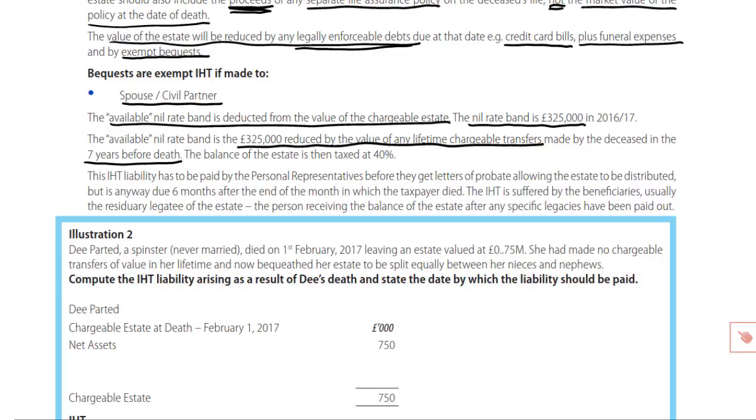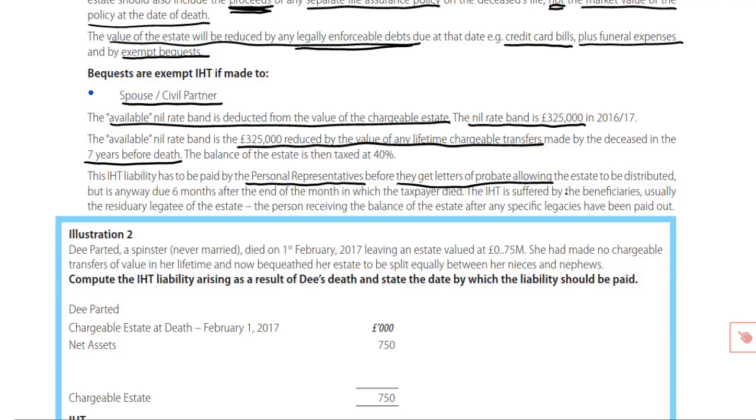The IHT liability has to be paid by, sometimes referred to as written there, the personal representatives, or you might see written the executors. Again, we can use those terms synonymously. Personal representatives or executors. And they will have to make the payment of the inheritance tax out of the value of the estate. And until they've done that, they do not get what are called letters of probate. Probate will not be granted.